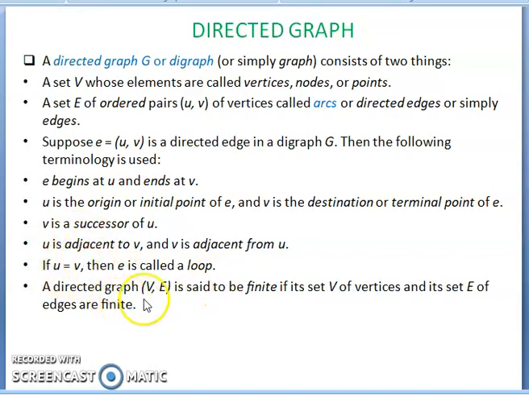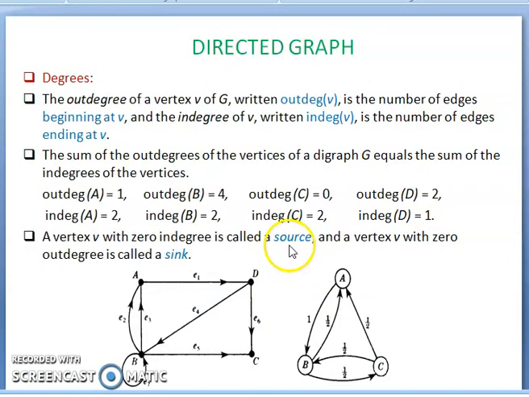A directed graph (V, E) is said to be finite if the set of vertices V and the set of edges E are finite. Both the set of vertices V and the set of edges E are finite, then that directed graph is called a finite directed graph. Now the next topic is degrees: out degree and in degree. The out degree of a vertex v of graph G, written as outdeg(v), is the number of edges beginning at v, starting at v.